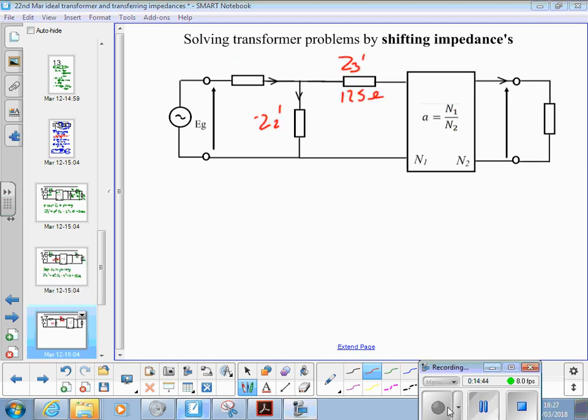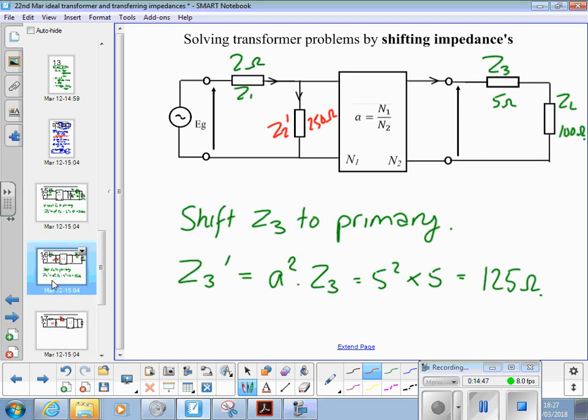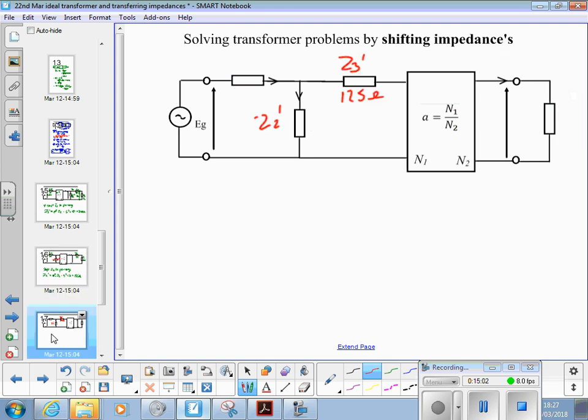Let's just stop the video. Back because I didn't have a video on. Z3 dash equals A squared times Z3, 5 squared times 5, which is 125 ohms. Put on the diagram the 250 in there. Z1 was, remind me, 2 ohms. And ZL, 100 ohms.